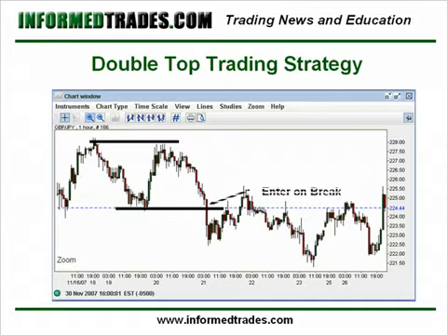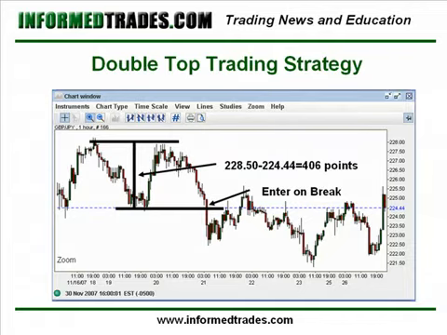So they're going to wait for the break, and then enter on that break. Then they're going to measure this move here, the bottom of the trough up to the top of the two points, and that is going to be their profit target. The stop loss is placed just above the second peak. So a fairly basic strategy, but one that is commonly used to trade double tops, and one that you may see potential to use fairly often.